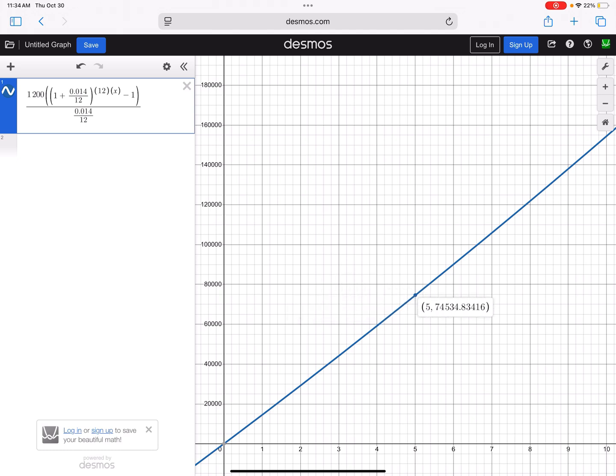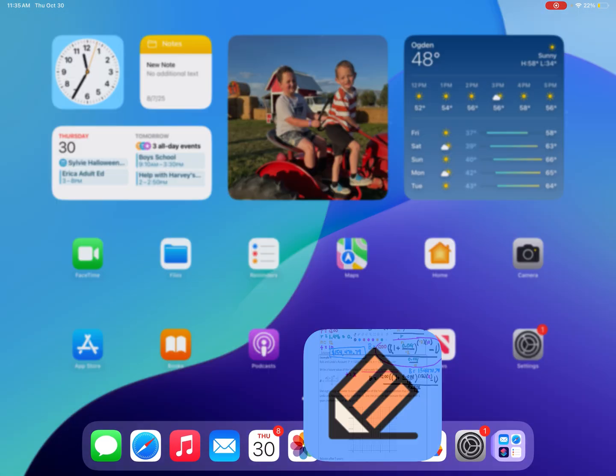Write this number down. Write that point. 5, 74,534.83. Write that down. We're going to need that, okay? So that's the picture. We're going to plot some points and graph that. Going back to my notes.